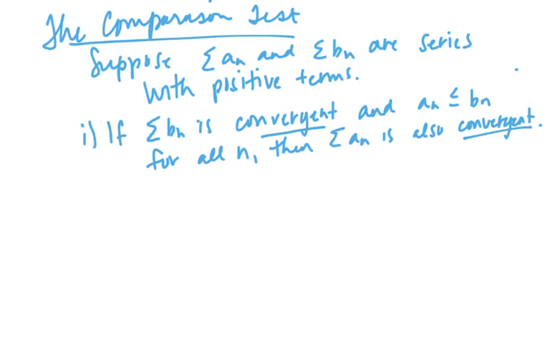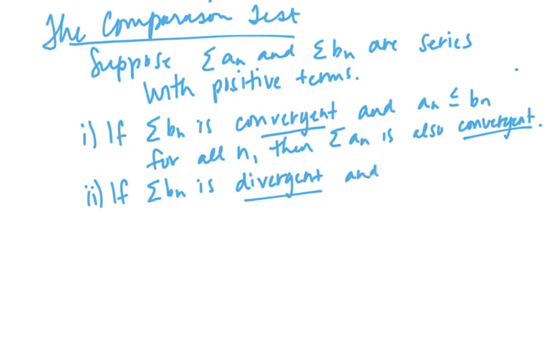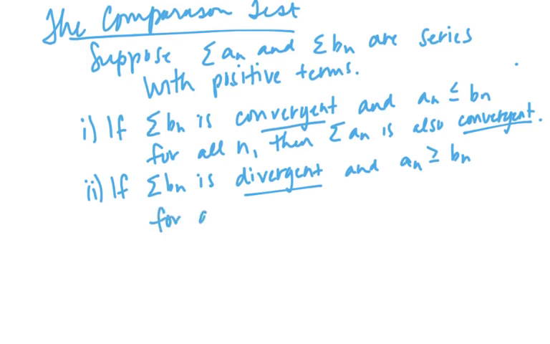We're going to look at a similar result for divergence. If the sum of bn is divergent, now here's where it makes a difference, because in this case, an is greater than or equal to bn. So it has to be larger for all n. Then the sum of an is also divergent.